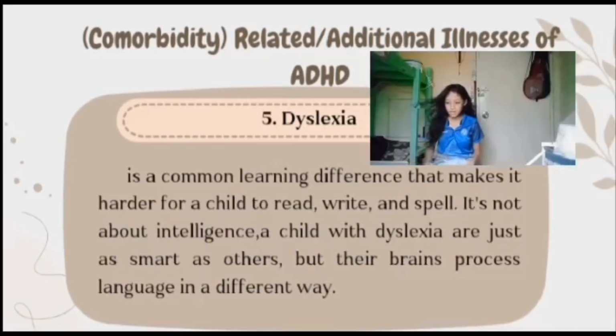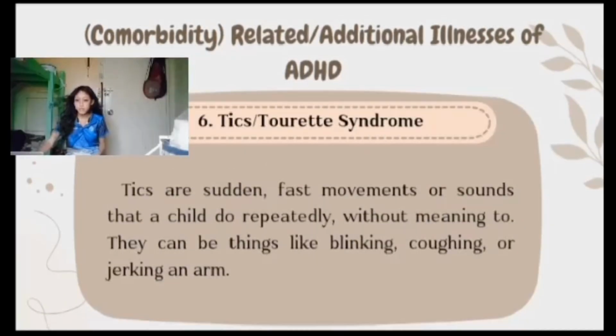So next is dyslexia. It is a common learning difference that makes it harder for a child to read, write, and spell. It's not about intelligence. A child with dyslexia is just as smart as others, but their brains process language in a different way. So next we have tics or Tourette syndrome. Tics are sudden fast movements or sounds that a child does repeatedly without meaning to. They can be things like blinking, coughing, or jerking an arm.